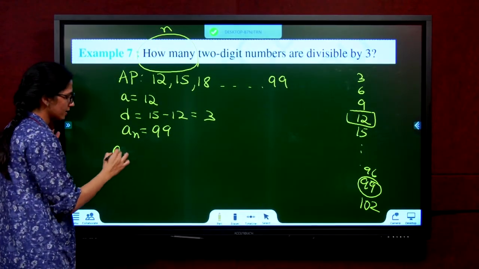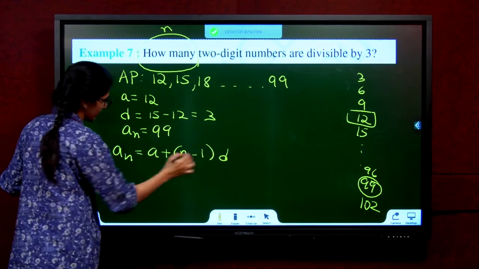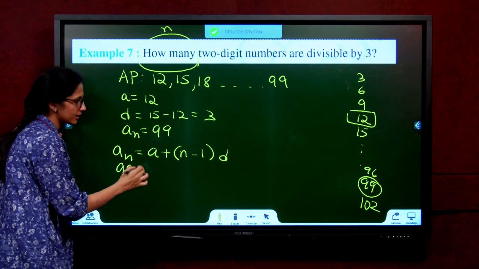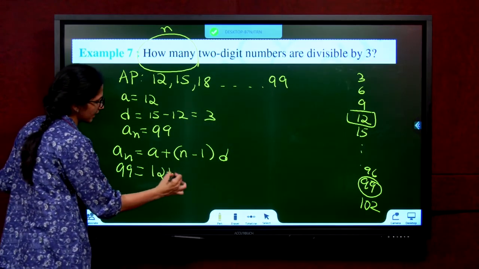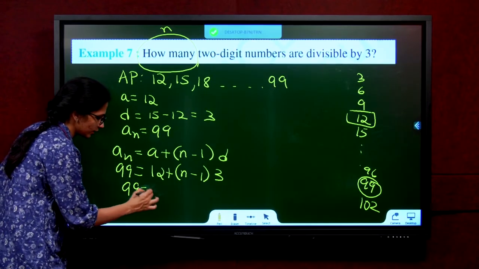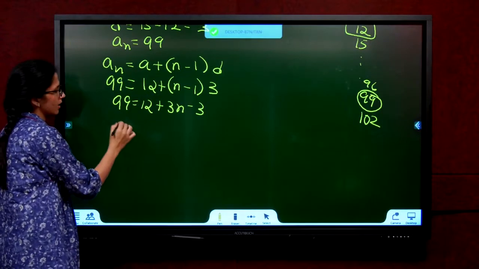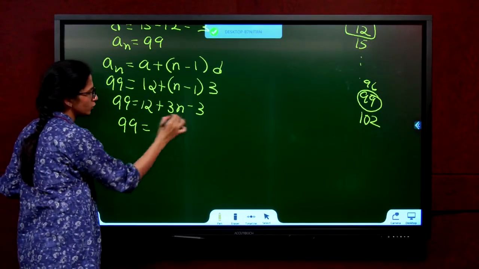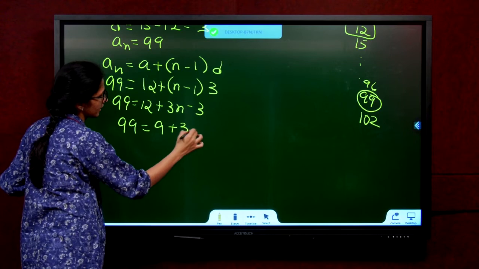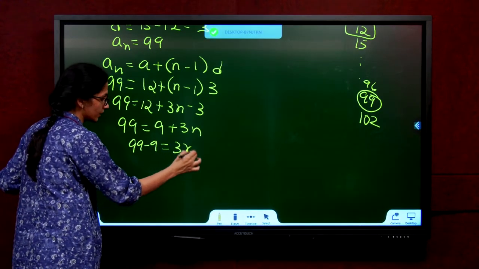So, an is equal to a plus n minus 1 into d. 99 is equal to 12 plus n minus 1 into 3. 99 is equal to 12 plus 3n minus 3. 99 is equal to 12 minus 3, which is 9, plus 3n. 9 goes this side, 99 minus 9 is equal to 3n.